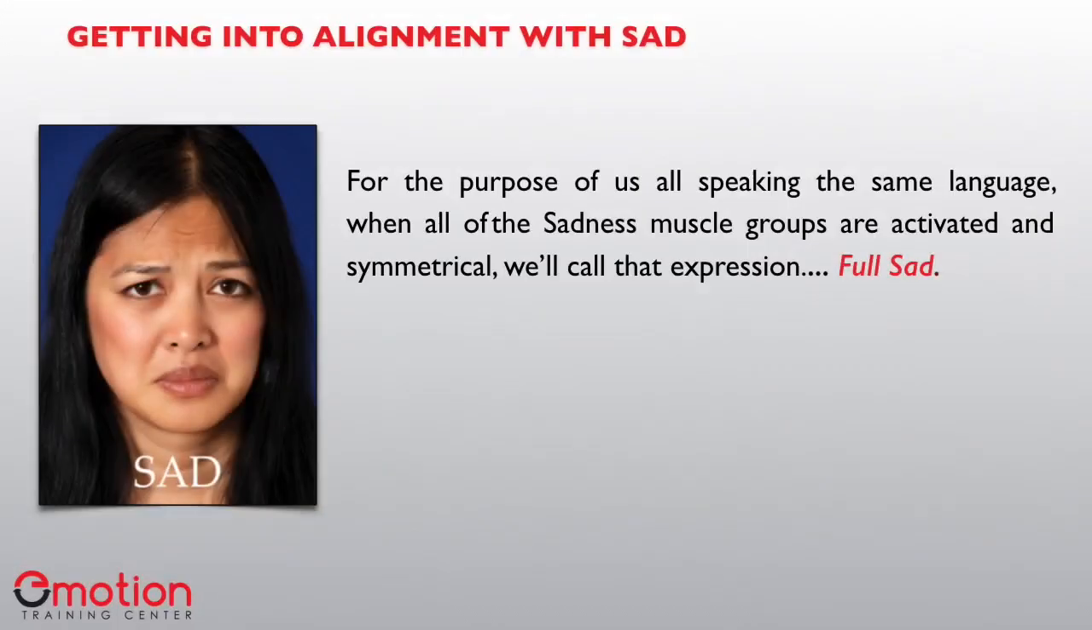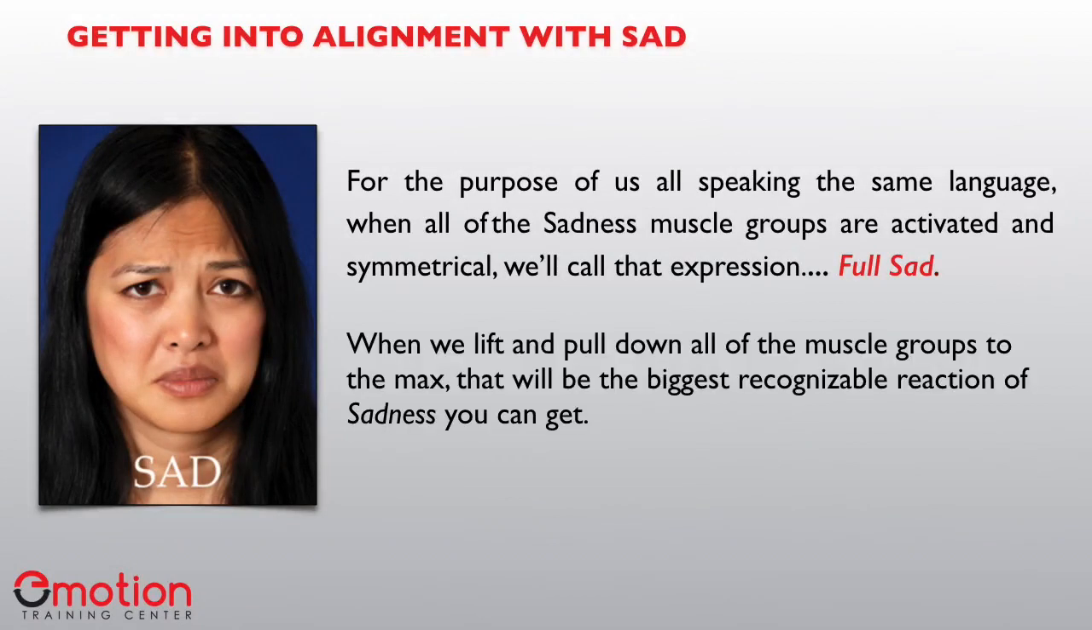Okay, so for the purpose of us all speaking the same emotional language, when all of the sadness muscle groups are activated and symmetrical, we're going to call that expression full sad. When we lift and pull down all of the muscle groups to the max, that's going to be the biggest recognizable reaction of sadness that you can get.